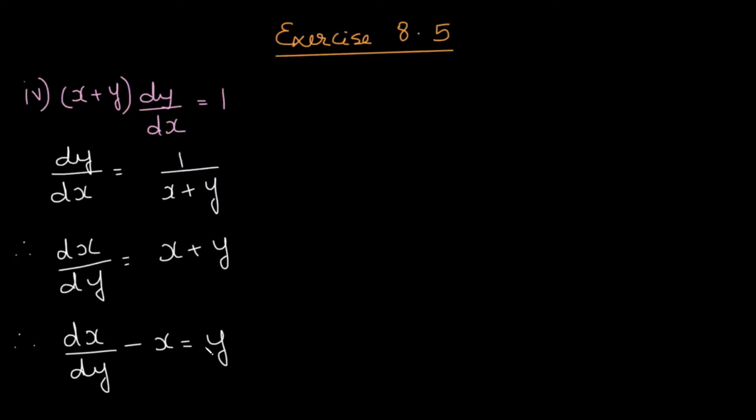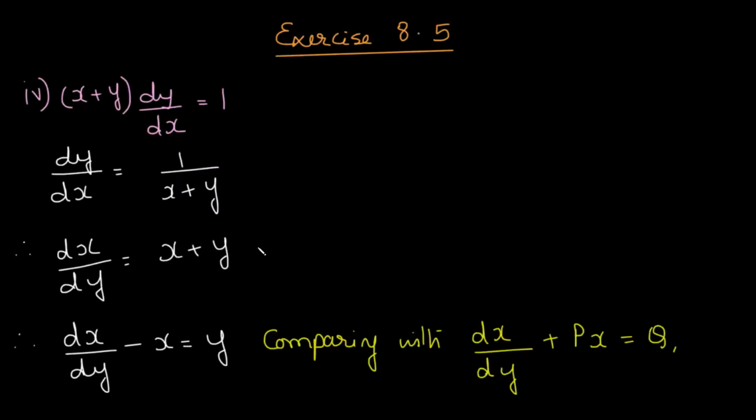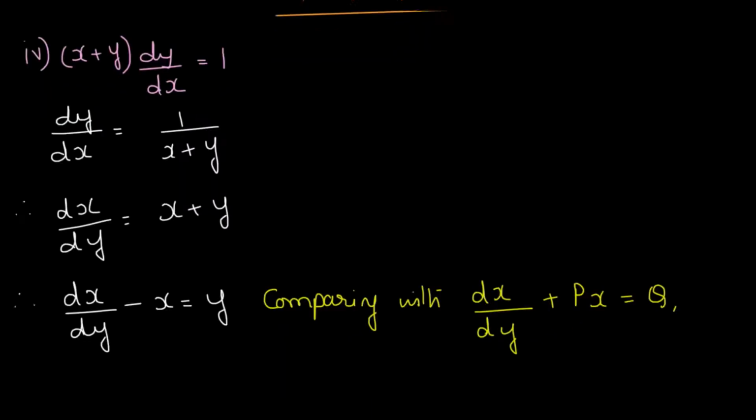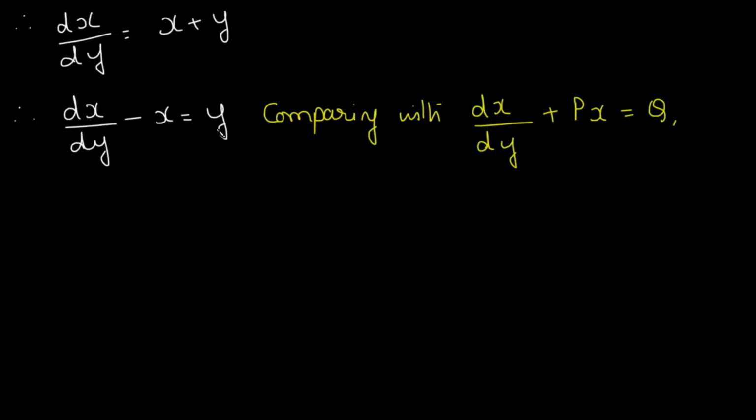Now we compare this equation with the second form of the equation which we saw just now in the steps, that is comparing with dx upon dy plus Px is equal to Q. We are going to get, in this case, P becomes minus 1. As you can see, just compare both these equations. We get P as minus 1, so P is equal to minus 1, and Q we get as y. Q is equal to y.